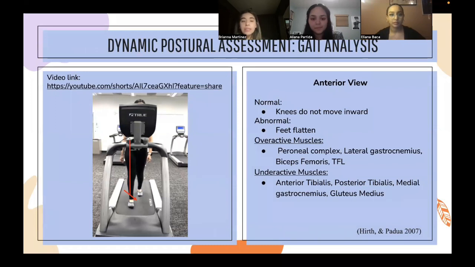As for the gait analysis, we can see that for the normal findings, there was no inward movement of the knees, so there was no valgus. As for the abnormalities, again, we can see that there was feet flattening. So again, the overactive muscles are the peroneal complex and lateral gastroc, and underactive are the anterior and posterior tibialis.